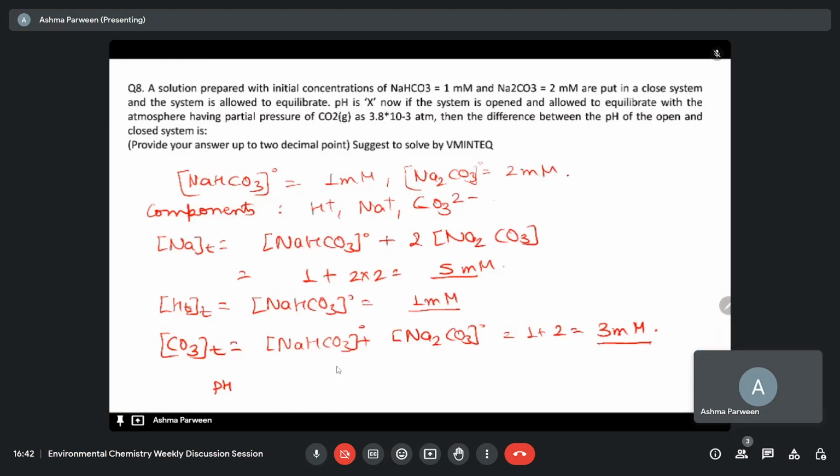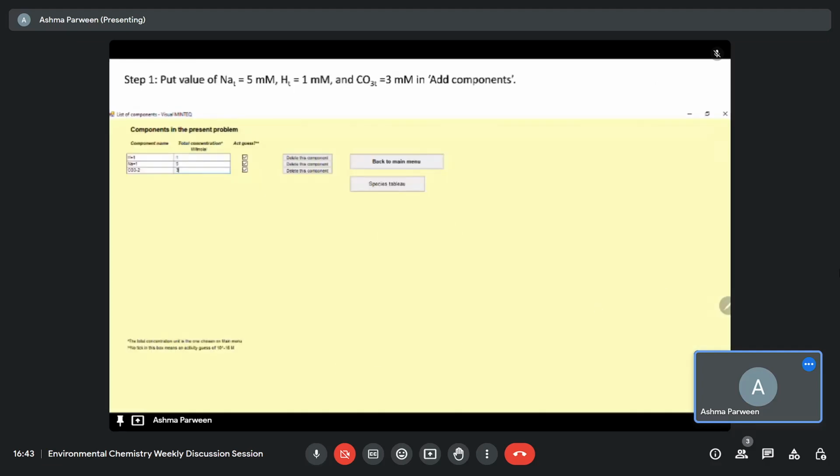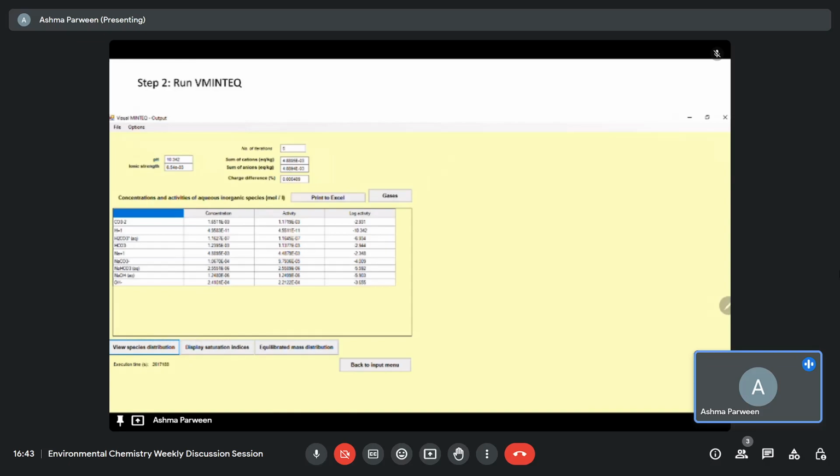So what we have done is find the total concentration of sodium, the total concentration of H plus and the total concentration of carbonate. We will put these concentrations of the components in Visual Minteq. So these are the concentrations: H plus is 1, Na plus is 5 and CO3 2 minus is 3, and I have run Minteq. This is the final result which I am getting. The pH is around 10.342. I have not added the CO2. The system I have kept is closed. So the pH which I am getting is 10.342.